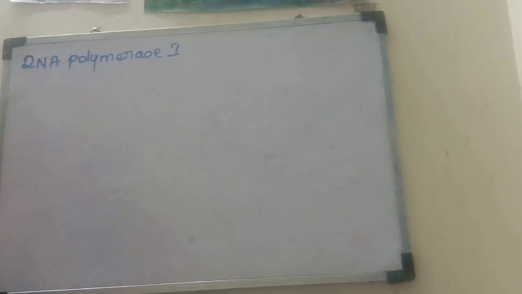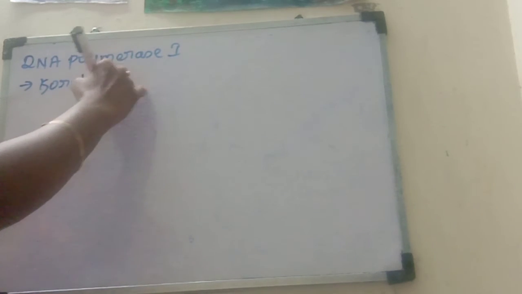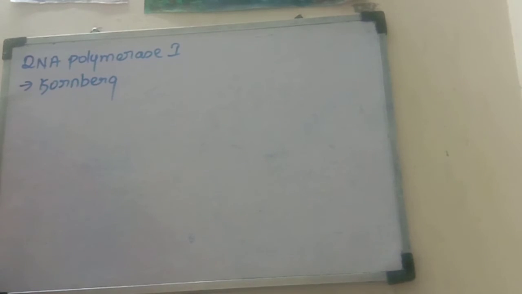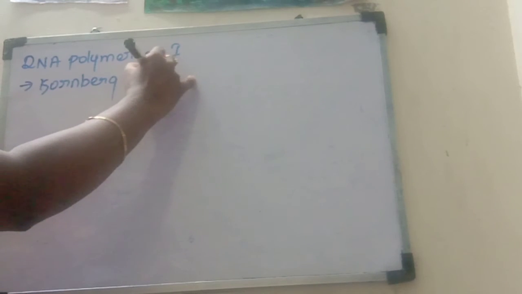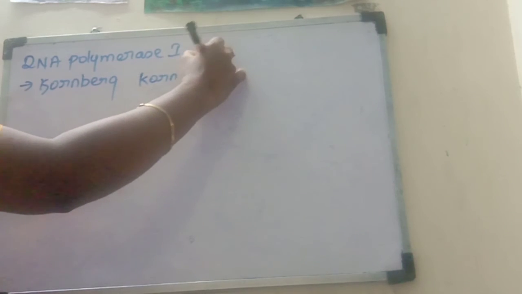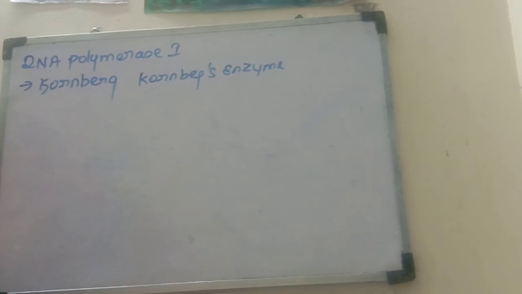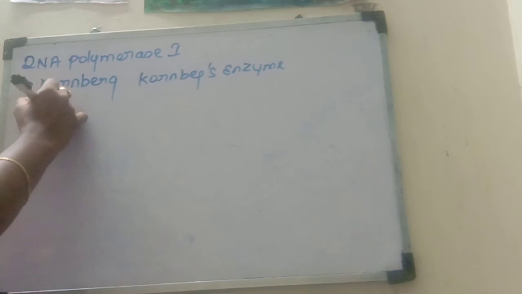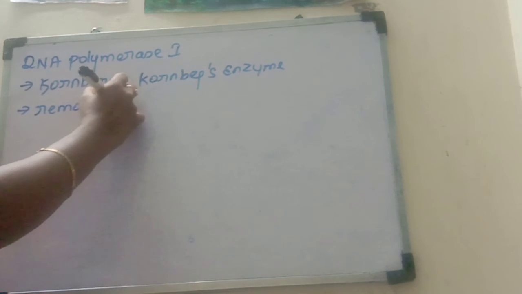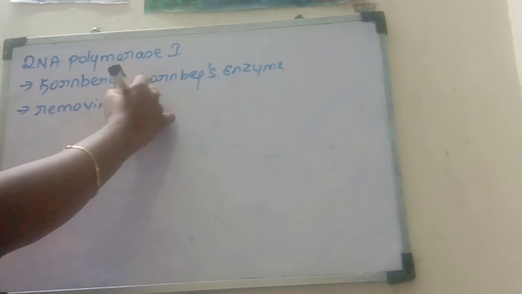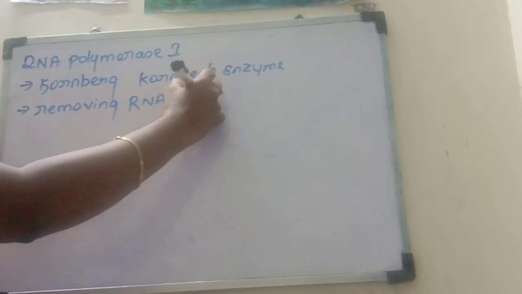So now we are going to take DNA polymerase 1 enzyme. This DNA polymerase 1 enzyme was discovered by Kornberg, so it is also called the Kornberg enzyme. This enzyme helps in removing RNA primers. You know what an RNA primer is? Anyway, we are going to take what an RNA primer is also.